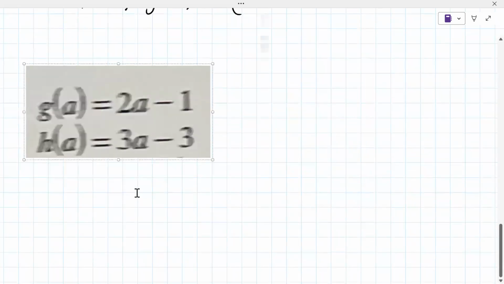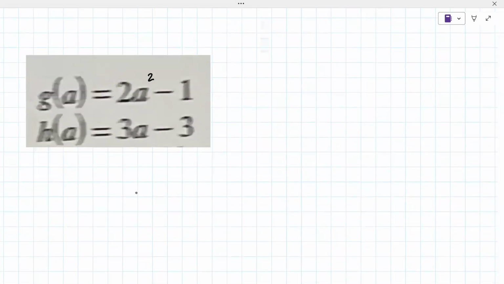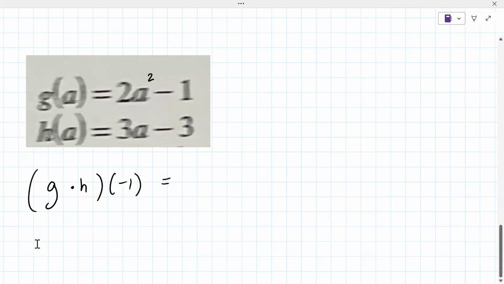Let's pretend like there's a 2 there in that one. So it's 2a squared. I want you to find g times h of -1. Now this notation, this dot that's filled in, that's a little smaller, means g of -1 times h of -1. So you have to find g of -1 and then h of -1. When it's a square, it still means you square first, then multiply.